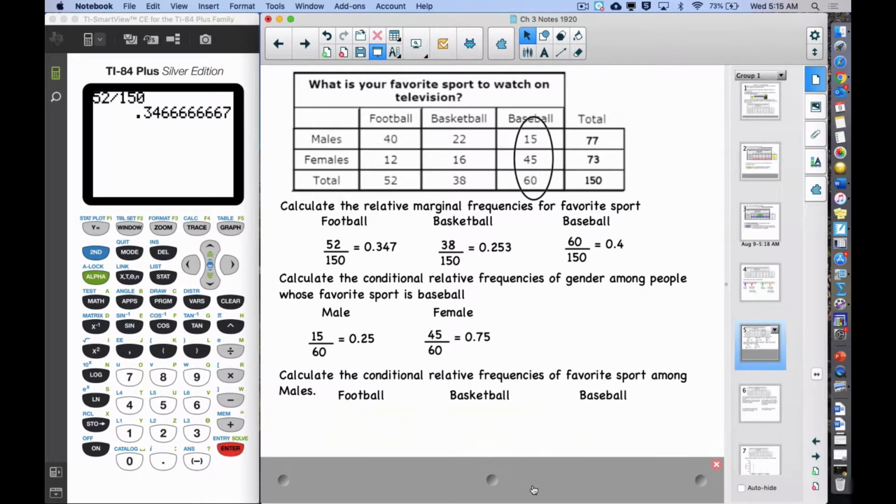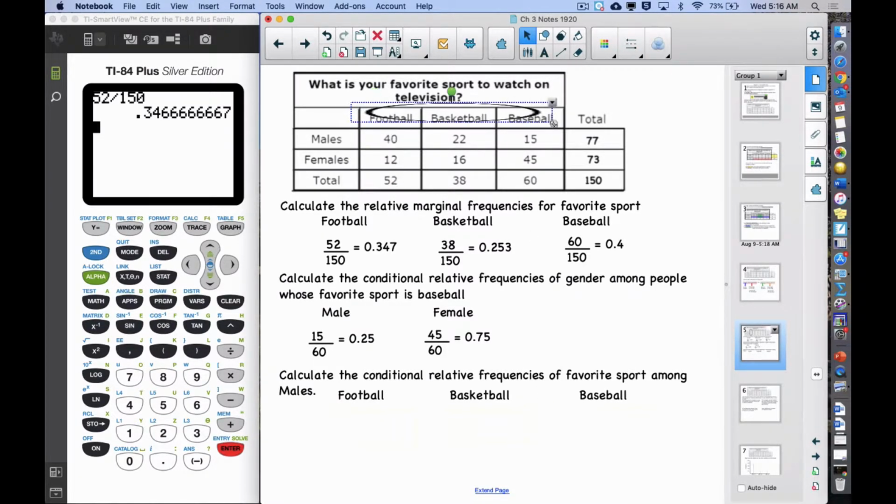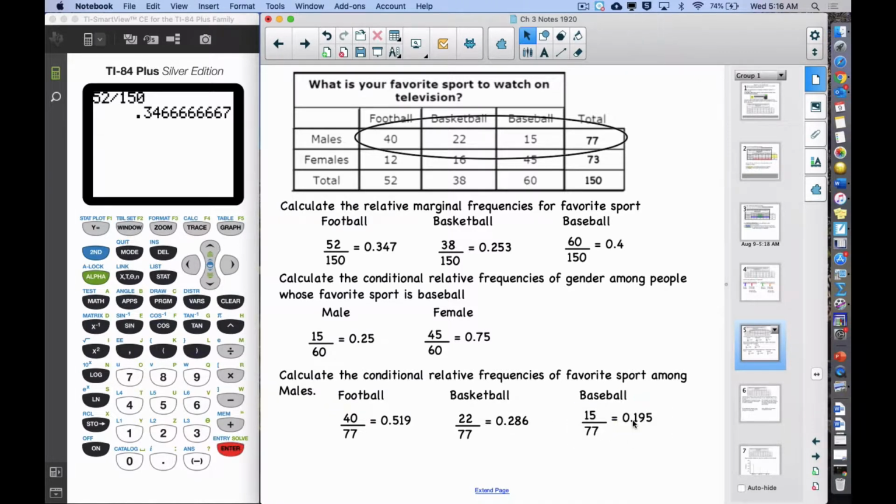Now, I could switch to a different condition. If I want to calculate the conditional relative frequency of favorite sport among males, then I'm looking at just that group of numbers, actually including the total. So now I'm looking just at the males and doing breakdowns of percentages in there. So the conditional relative frequency for football would be the 40 people of the males out of the 77 males whose favorite sport is football. For basketball, same thing. There are 22 of the males out of the 77 total of males whose favorite sport is basketball, and baseball would be 15 out of the 77.